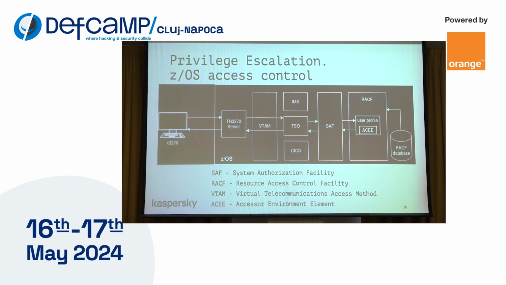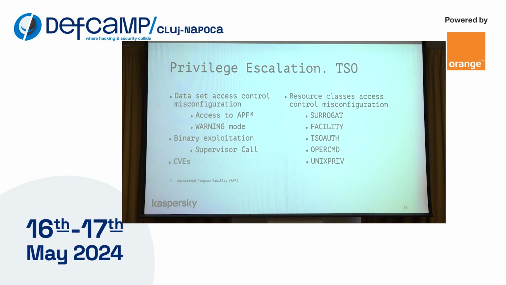After a user successfully logs in to the mainframe, their user profile is pasted from the RACF database to RACF service memory. The most popular method of privilege escalation is to find a way to change such a user profile in the RACF service memory, but it is not the only method.